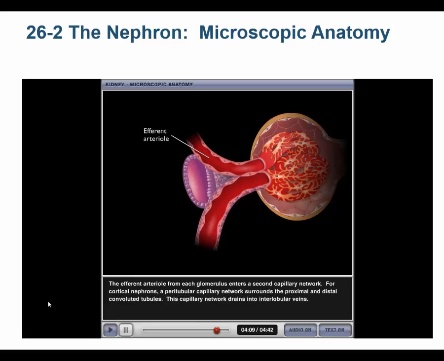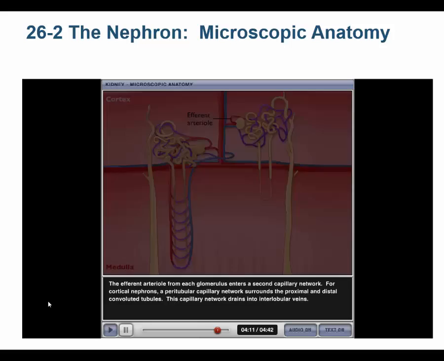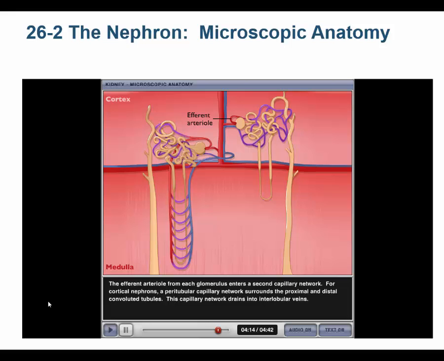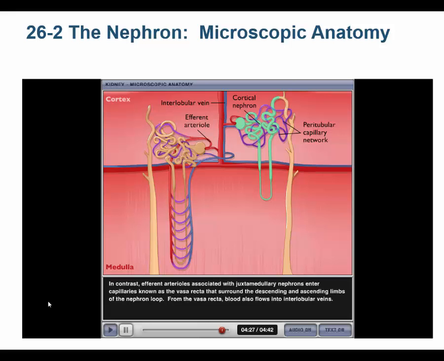The efferent arteriole from each glomerulus enters a second capillary network. For cortical nephrons, a peritubular capillary network surrounds the proximal and distal convoluted tubules. This capillary network drains into interlobular veins. In contrast, efferent arterioles associated with juxtamedullary nephrons enter capillaries known as the vasa recta that surround the descending and ascending limbs of the nephron loop. From the vasa recta, blood also flows into interlobular veins.